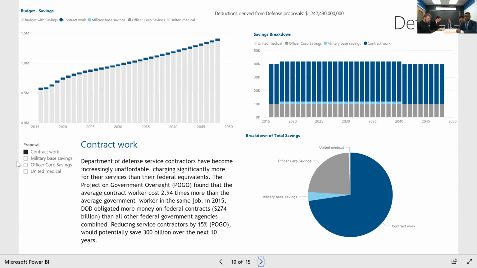The extensive analysis done by the Project on Government Oversight found that the average military contract worker costs 2.94 times more than the average government worker in the same exact position. Reducing service contractors by 15% could save $300 billion over the next 10 years alone.